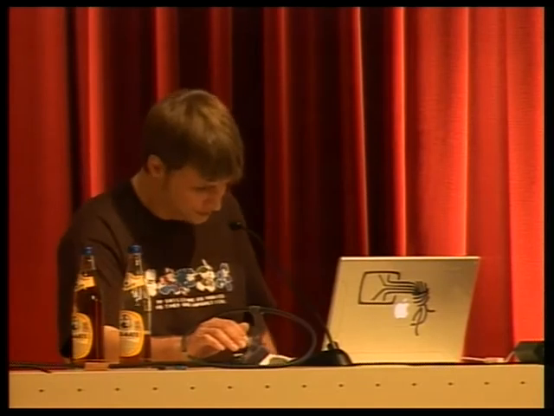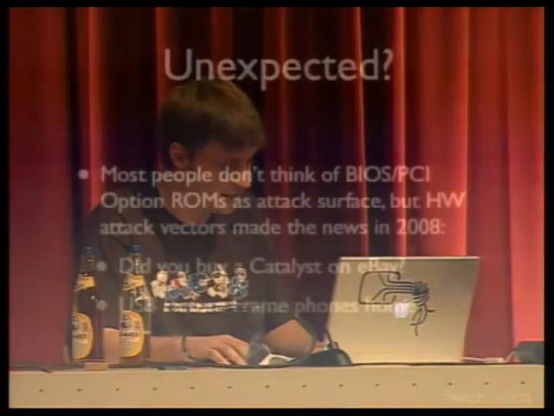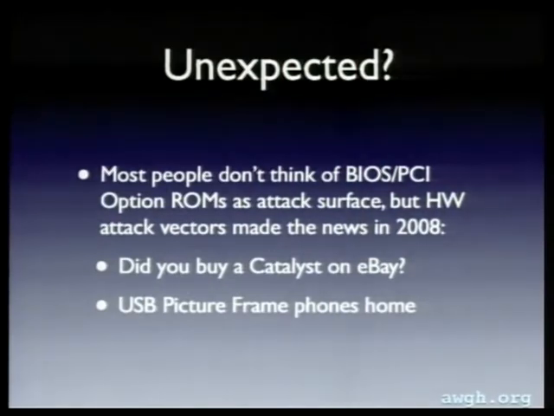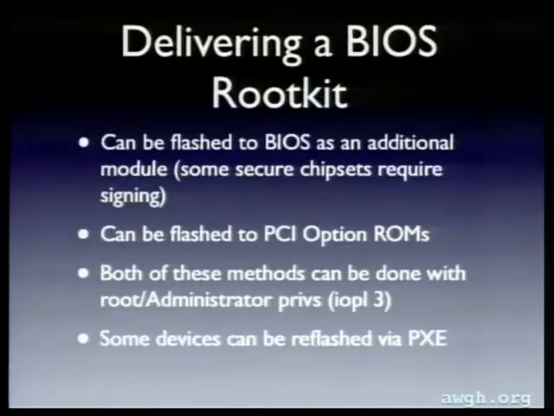There were a couple other news mentions of other hardware attacks in the news last year, and I think this is going to be a much bigger vector in the future. For example, there were some Catalysts sold on eBay that actually had a backdoor rootkit implemented in hardware. And I think they were selling them out of Asia, but I'm actually not sure about that. And then there were a bunch of USB picture frames sold that had the U3 exploit that did autorun and installed malware that way.